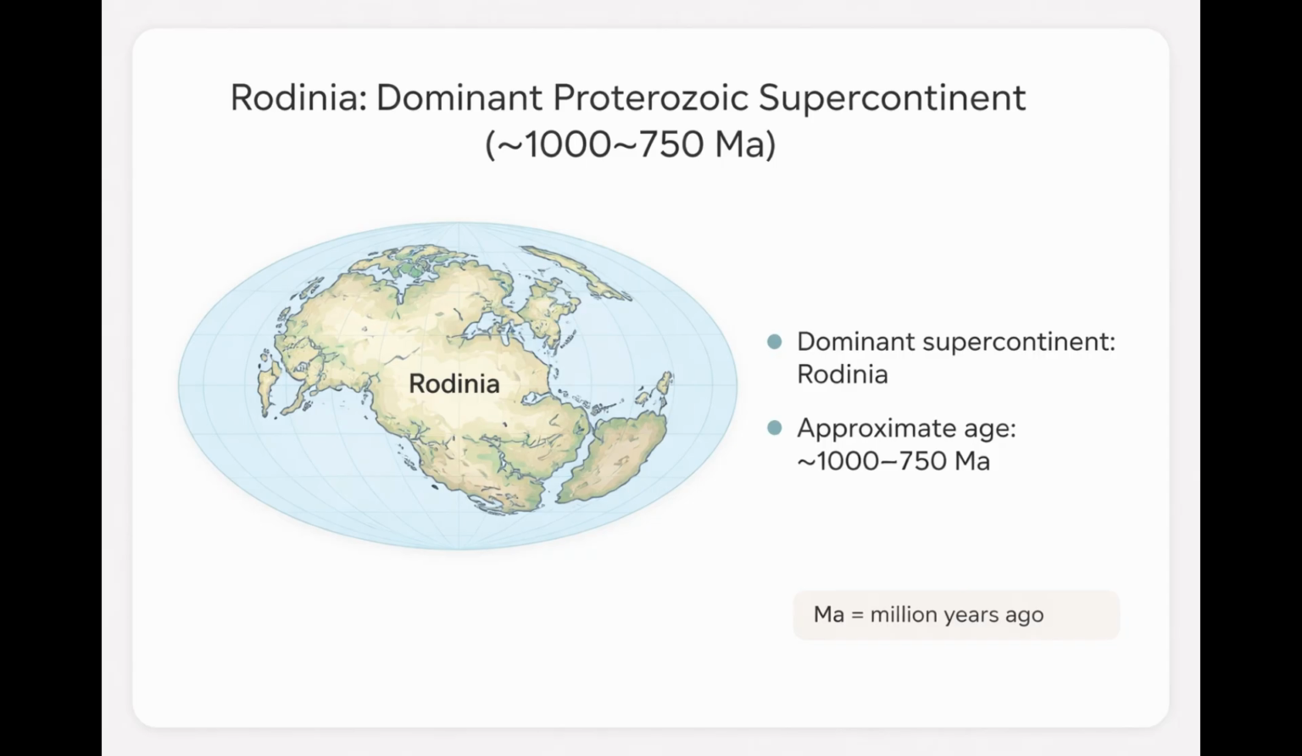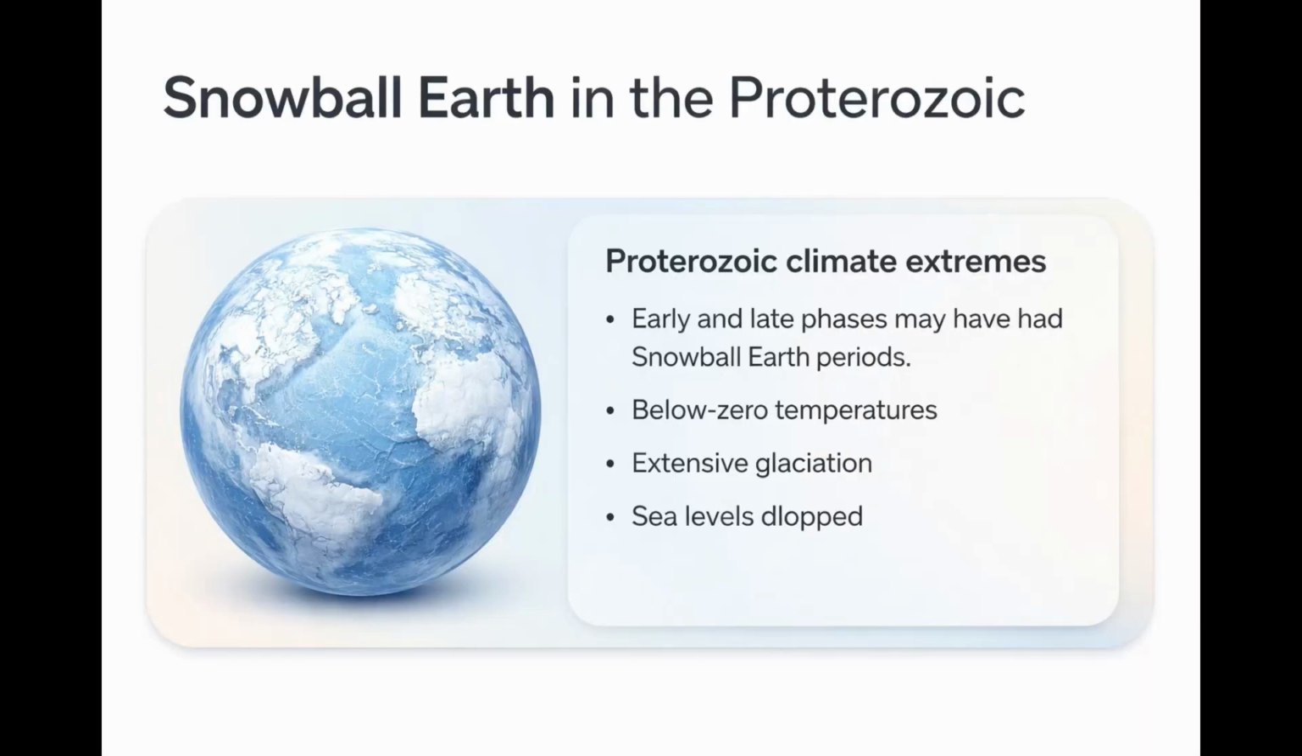The key takeaway isn't just the name, it's what it represents. By this time, plate tectonics had organized continents into large-scale configurations that strongly influenced ocean circulation, climate, and the habitats available for evolving life. The Proterozoic may also have included dramatic global glaciations, often described as snowball Earth episodes, possibly in both early and late phases of the eon.